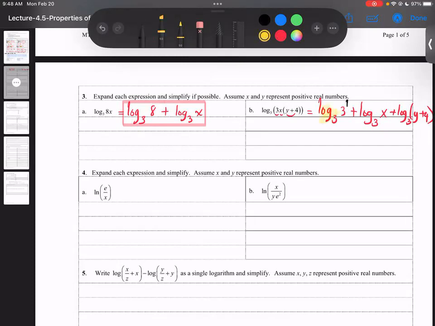Very good, right? You can cancel it. So log base 3 and 3 cancel. So we have 1. And then we write the last two. Very good. Now we're done.